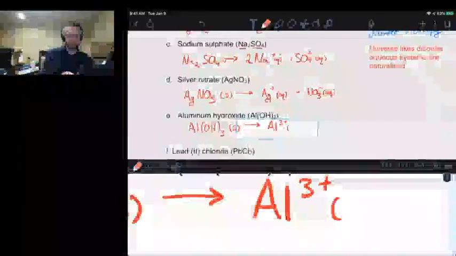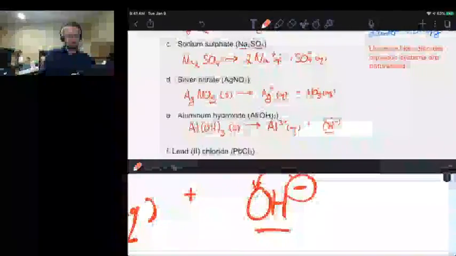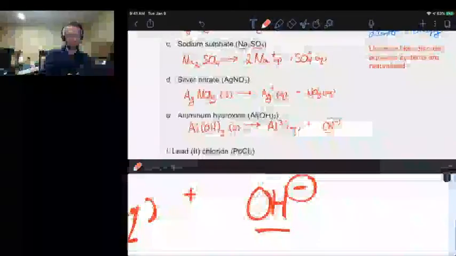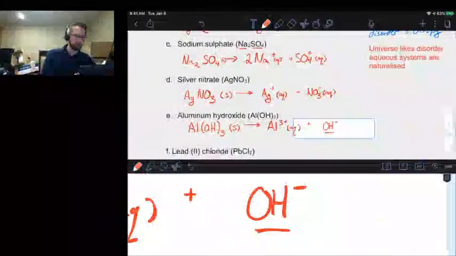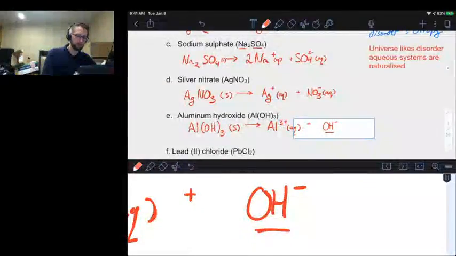So that's Al3+ (aq) plus OH- (aq). This is the only one that's a little bit funky how we write it. Usually we try to put the charge as close as we can to the element it comes from, but because of the way we write OH, we always write OH for hydroxide. I don't know, it almost makes more sense to put HO, but that's just how it is, and I don't have a good explanation.